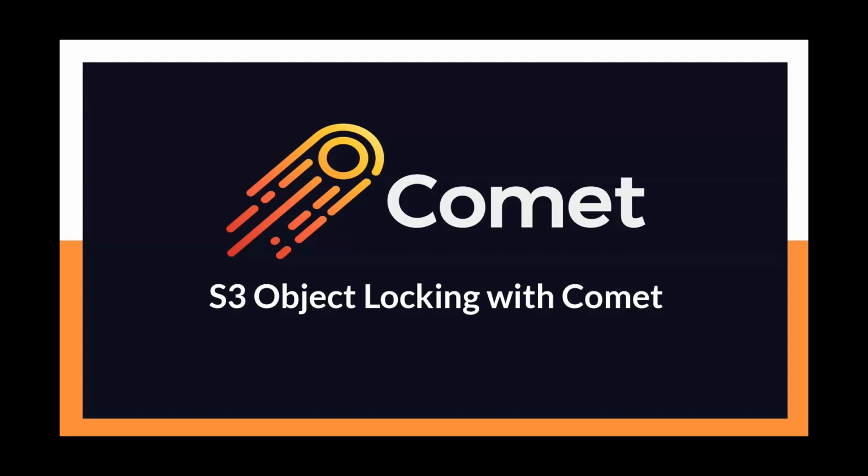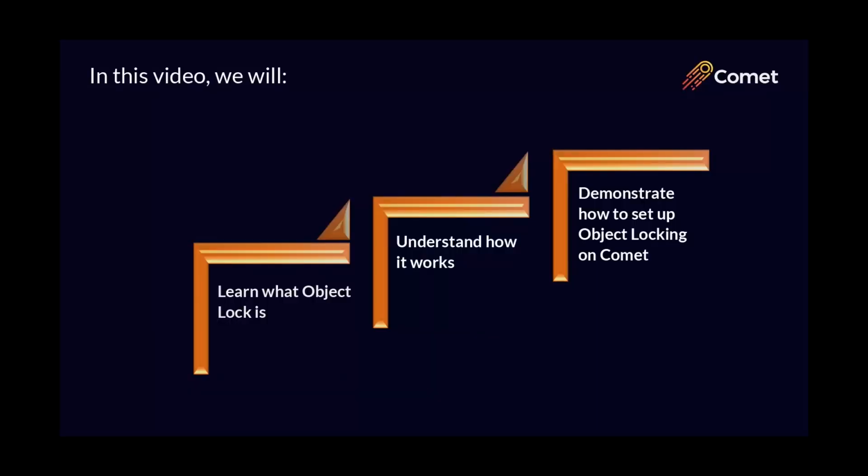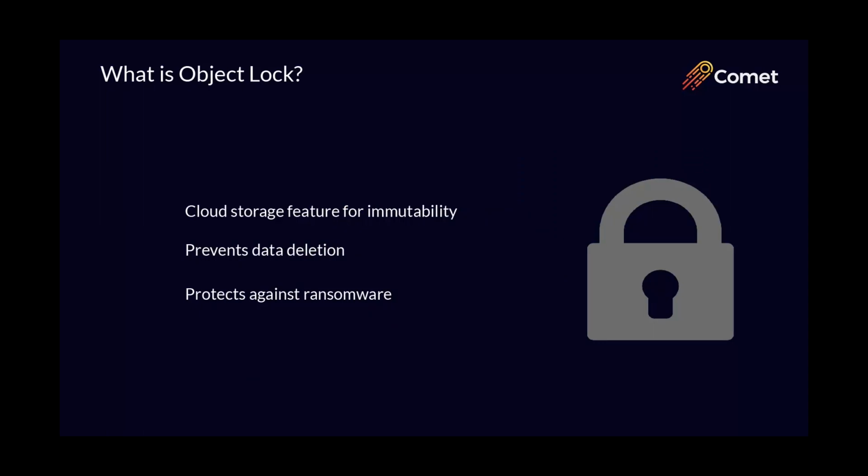In this video, we will demo how to configure S3 object locking with Comet. We will learn what an object lock is, understand how it works, and we'll demonstrate how to set up object locking on Comet. There are two ways to do this, and we'll go through both of them later. Let's get started. So, what is object lock?